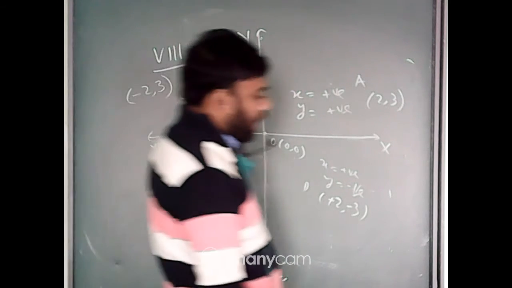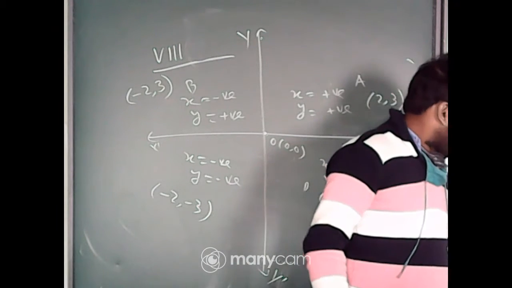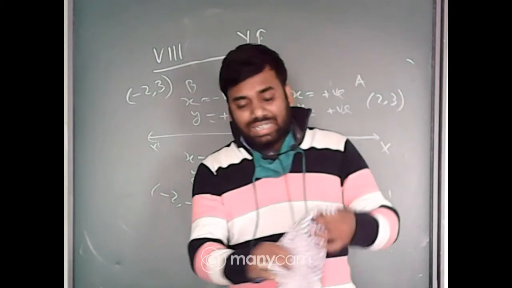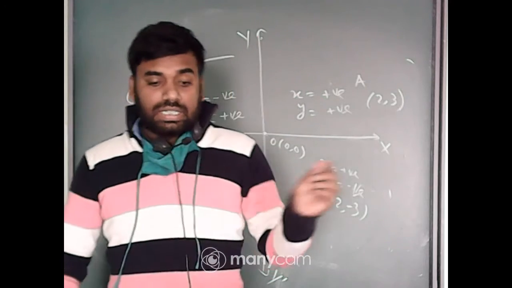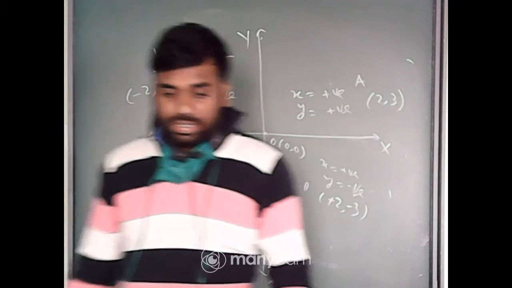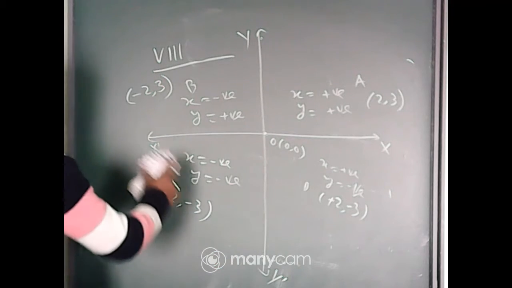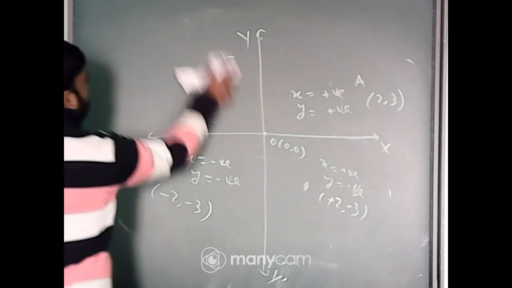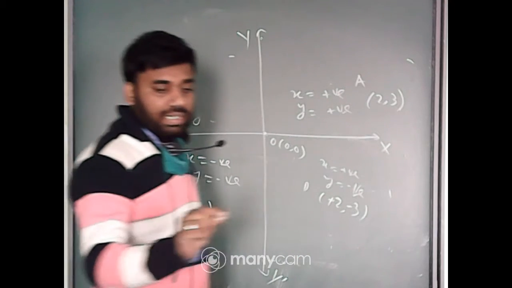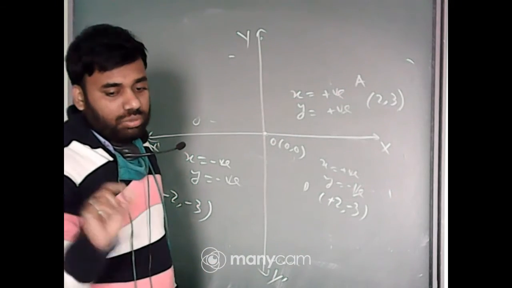Okay. Next, I am giving some questions. You have to answer in the chat box. First, write the coordinate, then the quadrant number. I will give you 5 points. First, just like the answer: 2, 3, then first quadrant. Like that, you answer.